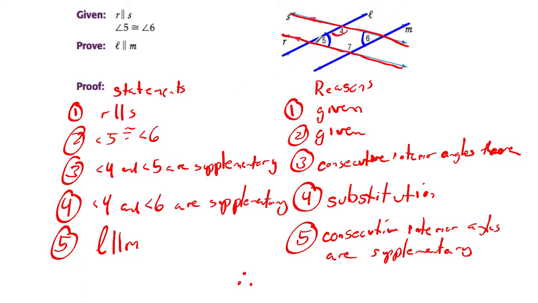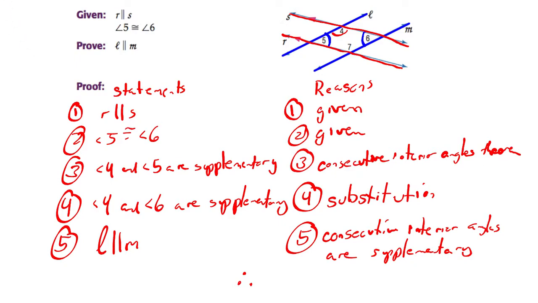So by us saying, well, if I look at R and S as parallel lines and line L as a transversal, then 5 and 4 must be supplementary. And since 5 is the same exact measure as angle 6, 4 and 6 must be supplementary. 4 and 6 are also consecutive interior angles. So if they are supplementary, those two lines, L and M, are parallel. So it's a nice little approach for this proof.